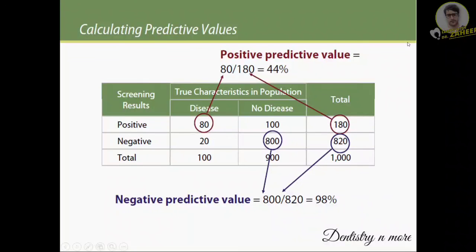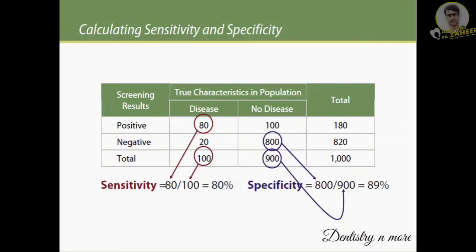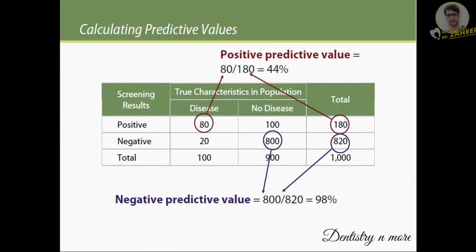So now let's see the positive predictive value. It is the proportion of people with positive among the total positive, that is 80 by A plus B. 80 by 80 plus 100, that is 80 by 180, 44%. This is the proportion of the positively tested among the total positive, or the cases among the total positives. This is the healthy people among the total negatives. It is 800 by 800 plus 20, that is 98% is the negative predictive value, and 44% is the positive predictive value.